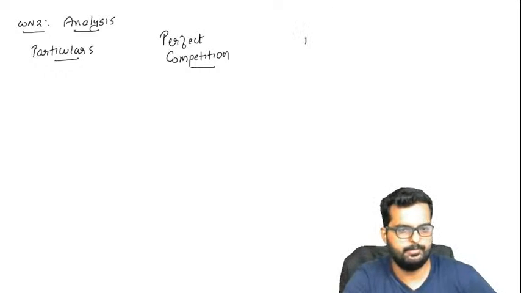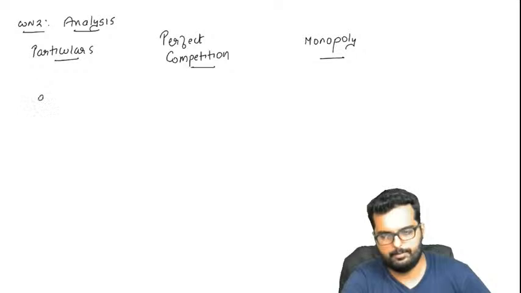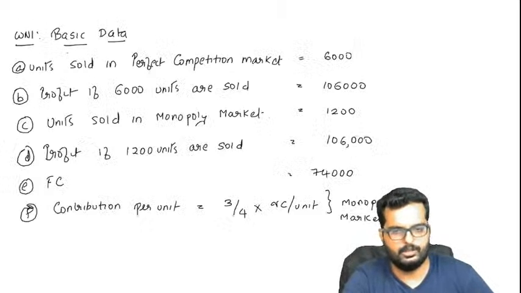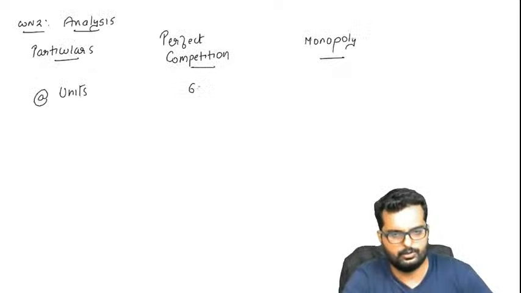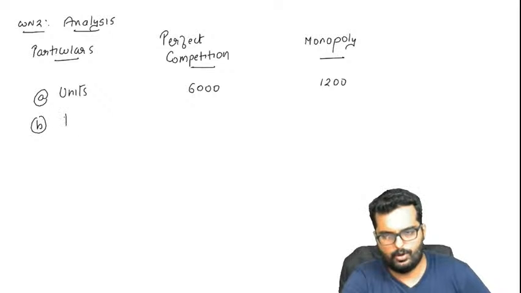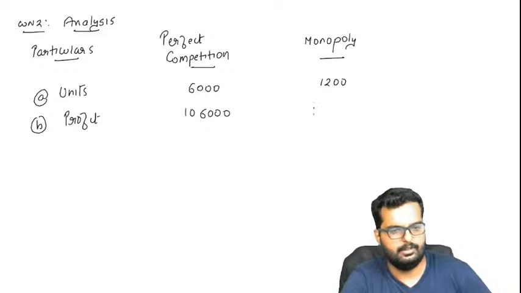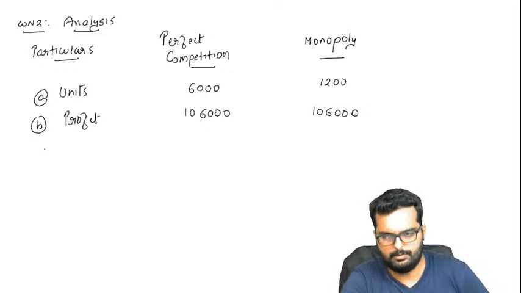Perfect competition. And what is the next one? Monopoly. Okay. So point number 1 will be units. What are the units that we are having over here? Is it 6,000 and 1,200? But the overall profit in both the cases remains the same. How much is that? Is it 1,06,000, 1,06,000?